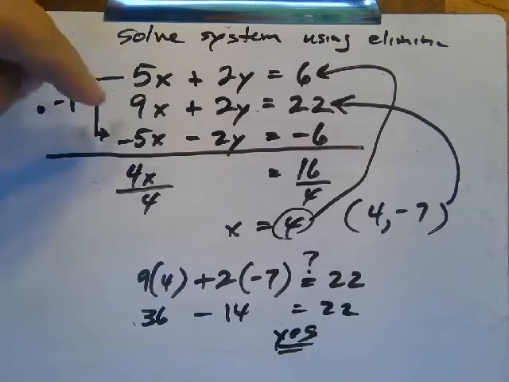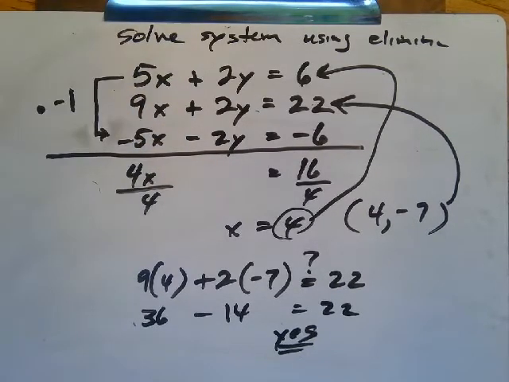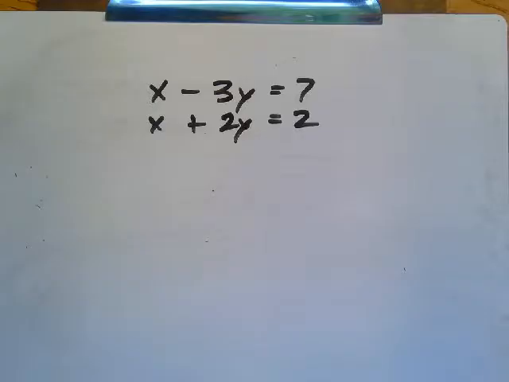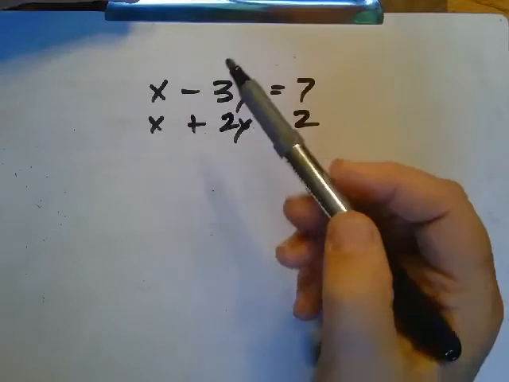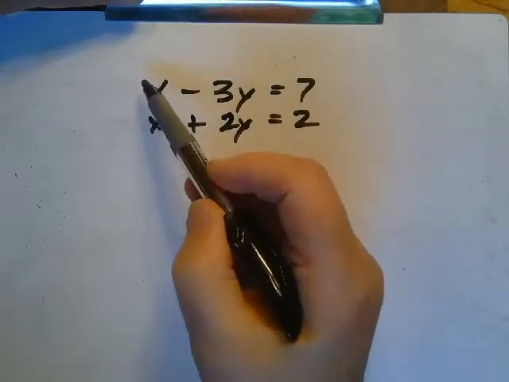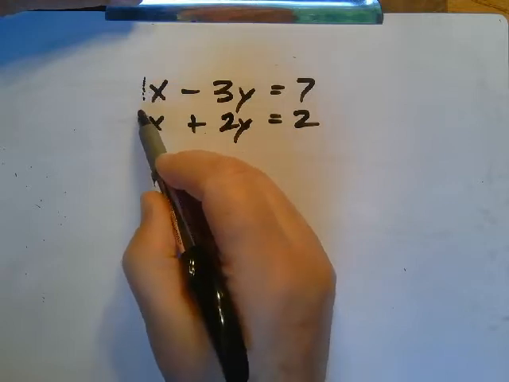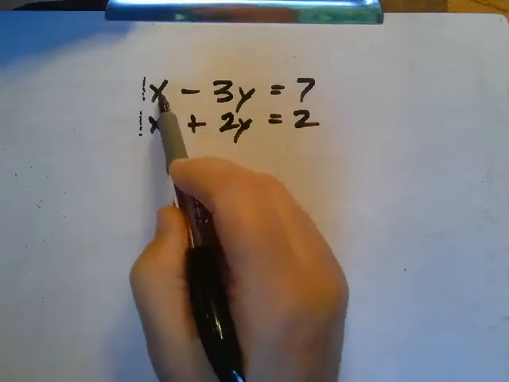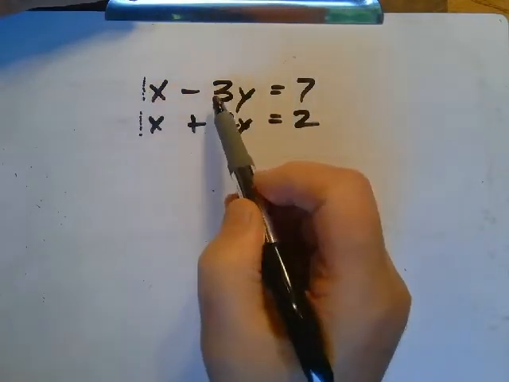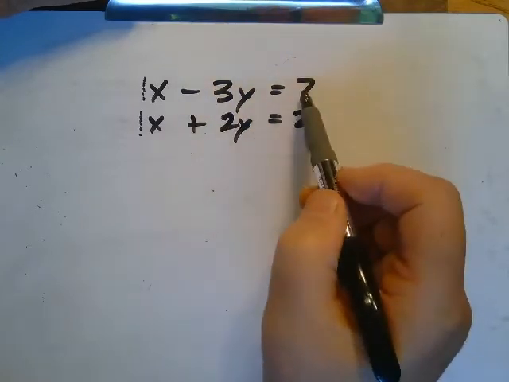So here we had a little bit to do to get one of our letters to go out. Let's try another one here. All right, let's take a look at this one. Once again, this is in standard form. ax, we don't see a number here, but it's a 1, of course. If you don't see a number out in front, there's a 1 there too. ax plus by equals c. A is 1, B is -3, C is 7.